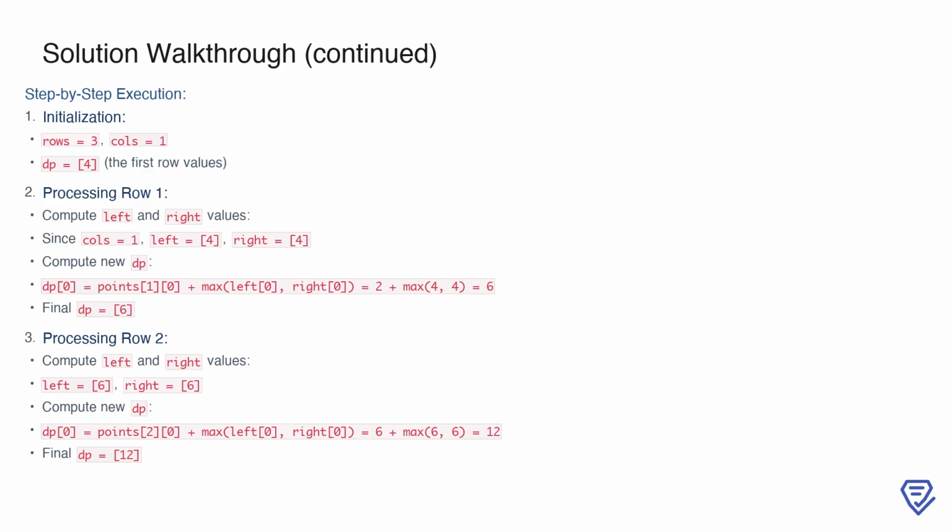Moving to the third row, the left and right arrays remain 6, since there is still only 1 column. Adding the grid value 6 to the maximum of left[0] and right[0] gives a new dp value of 12.